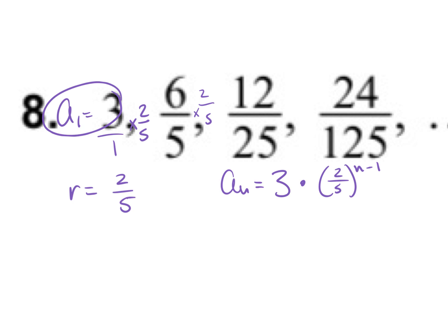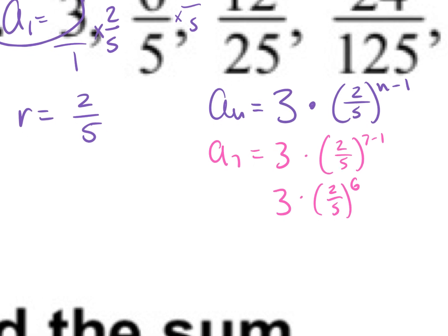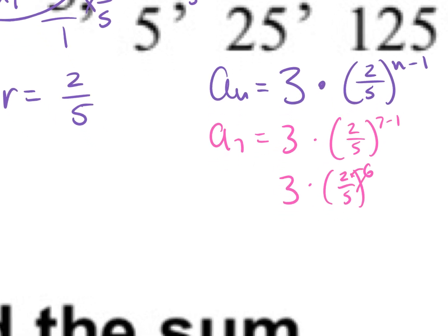Next, we want to find our 7th term. So I'm going to plug in 7. 3 times 2/5 to the power of 7 minus 1. So 3 times 2/5 to the power of 6. I'm going to distribute the 6 to the top and the bottom just to keep it as a fraction.